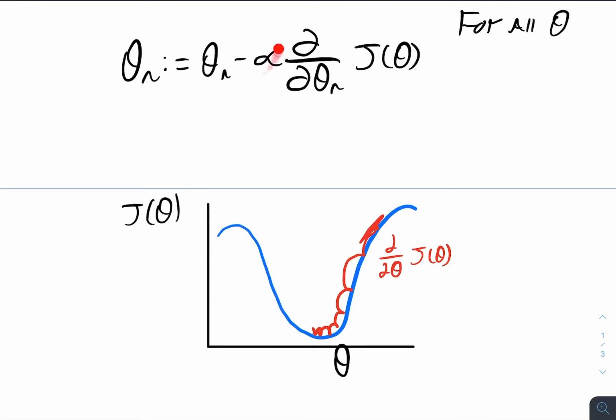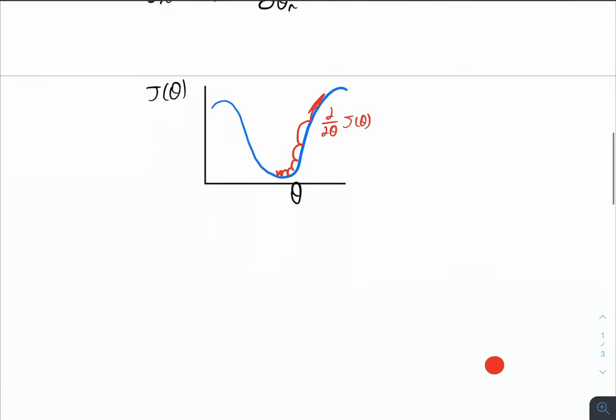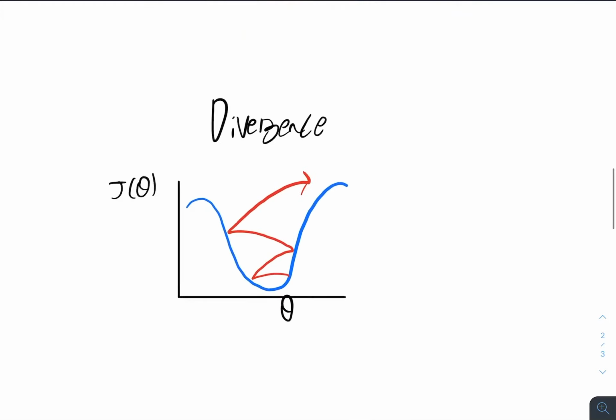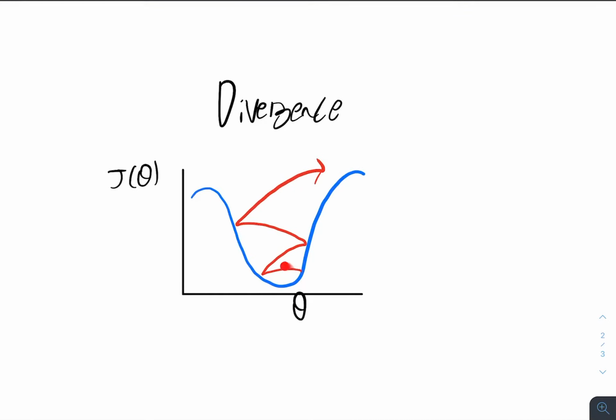Now you're probably wondering, what is this alpha term right here? This alpha term is what we call the learning rate. The learning rate essentially determines how fast or how big of steps you take. One thing you need to be careful about is if you make your learning rate too large, we can get something called divergence. Here's what divergence looks like. Essentially, you overshoot the minimum. Let's say your theta is some distance from the minimum. We'll call that distance d. So you're d away from this.